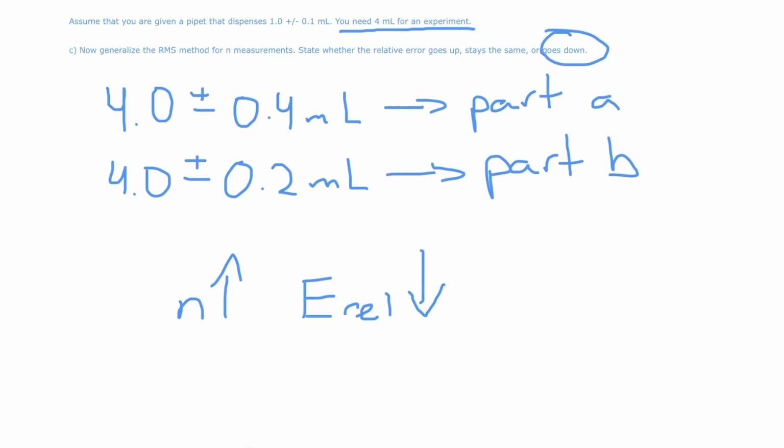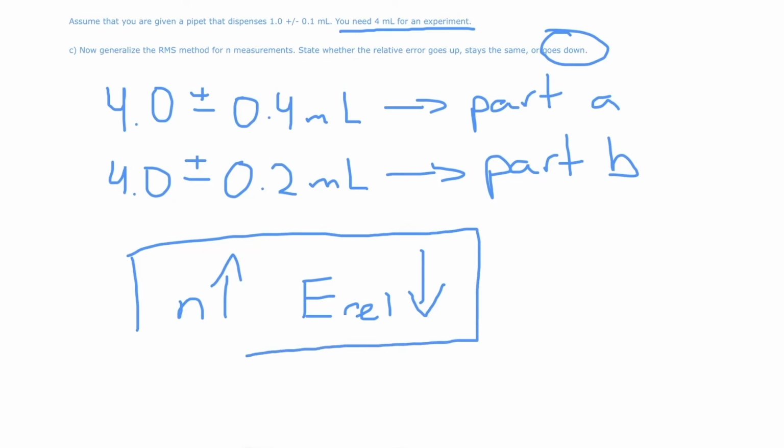And this is again because as we increase the number of measurements, more measurements will offset each other, and the relative error will go down. And this relationship is what comes out of the root mean square approximation in part B. And this is what we see in reality, unlike in part A, which is an unrealistic scenario. So the root mean square approximation is an accurate representation of error propagation in the real world.